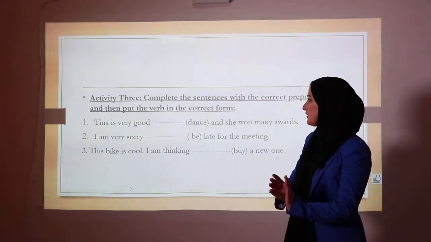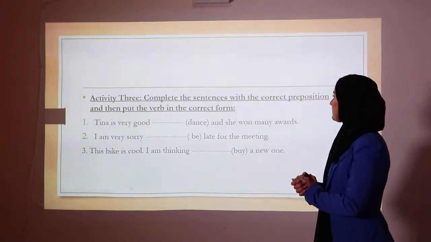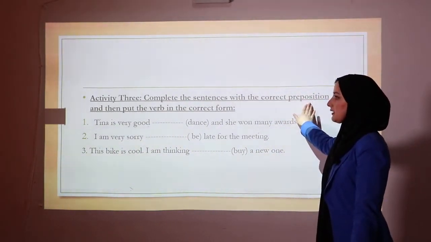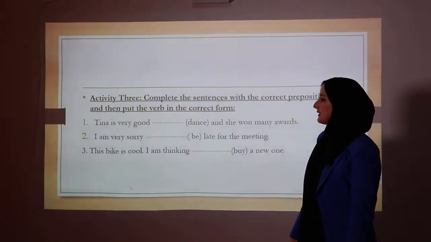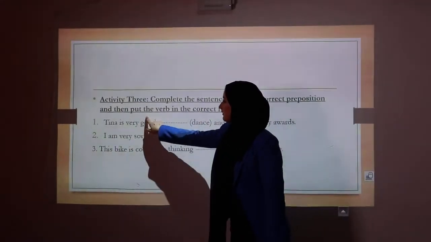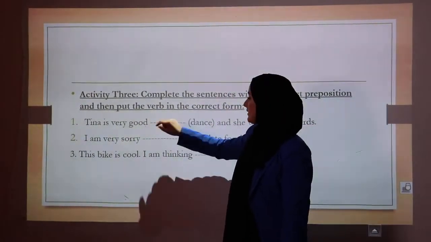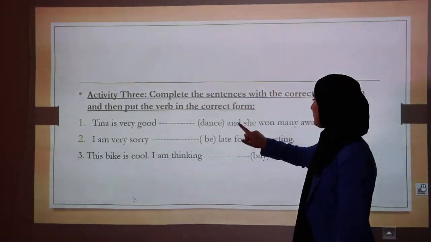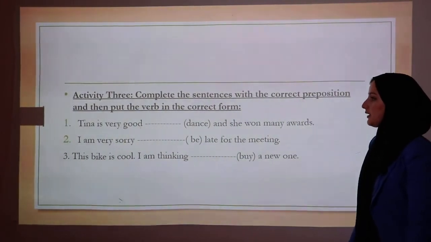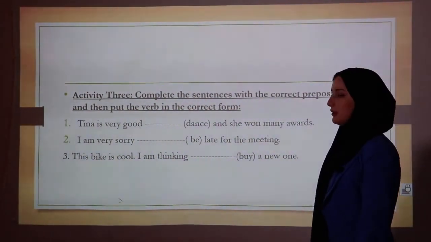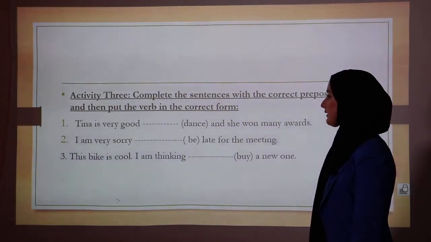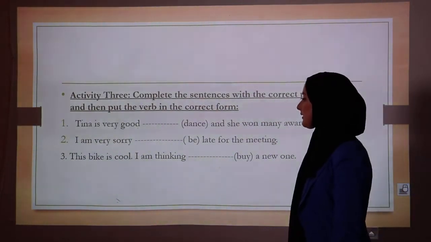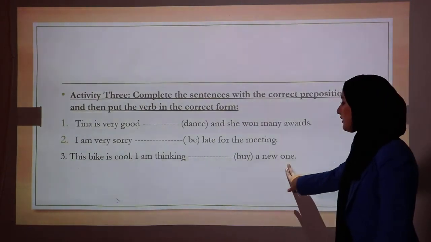The last activity for you, complete the sentences with the correct preposition and then put the verb in the correct form. Tina is very good, put the preposition and put dance in the correct form, and she won many awards. Number 2, I am very sorry, the verb is be, late for the meeting. The last one, this bike is cool, I'm thinking a new one.